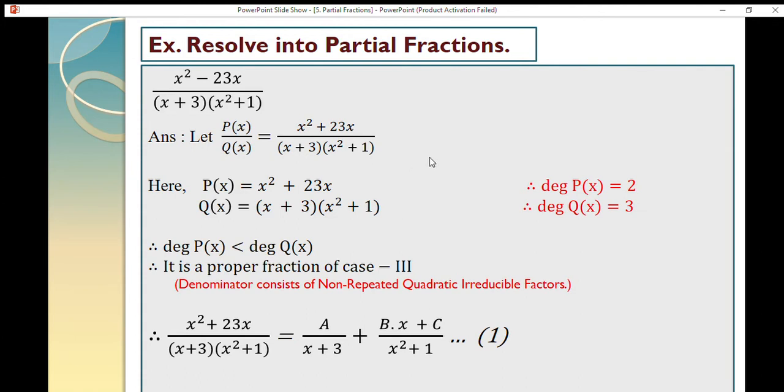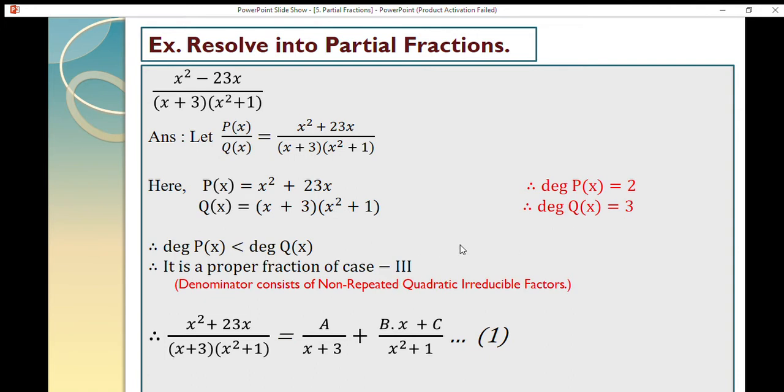Let's see one simple example: x square minus 23x upon x plus 3 into x square plus 1. The question is to resolve it into partial fractions. We can observe that it's a proper fraction first of all, because the degree of the numerator is 2, whereas the degree of the denominator is 3. When we open the brackets in the denominator, it will be x cube. So the numerator degree is less than the denominator degree, and it's a proper fraction.